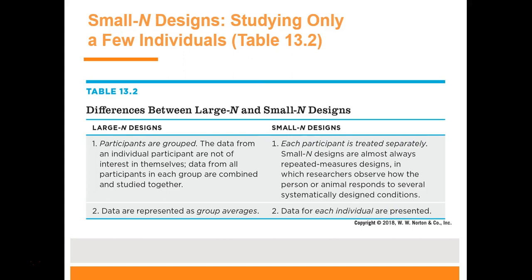Now on to small n designs. This is when you have n meaning number of participants. This is when you study only a few individuals. And we would do a small n design oftentimes if, number one, you're looking at a participant who has a very unique situation and you couldn't possibly find 50 or 100 people who are in the same situation or who have the same disease condition.